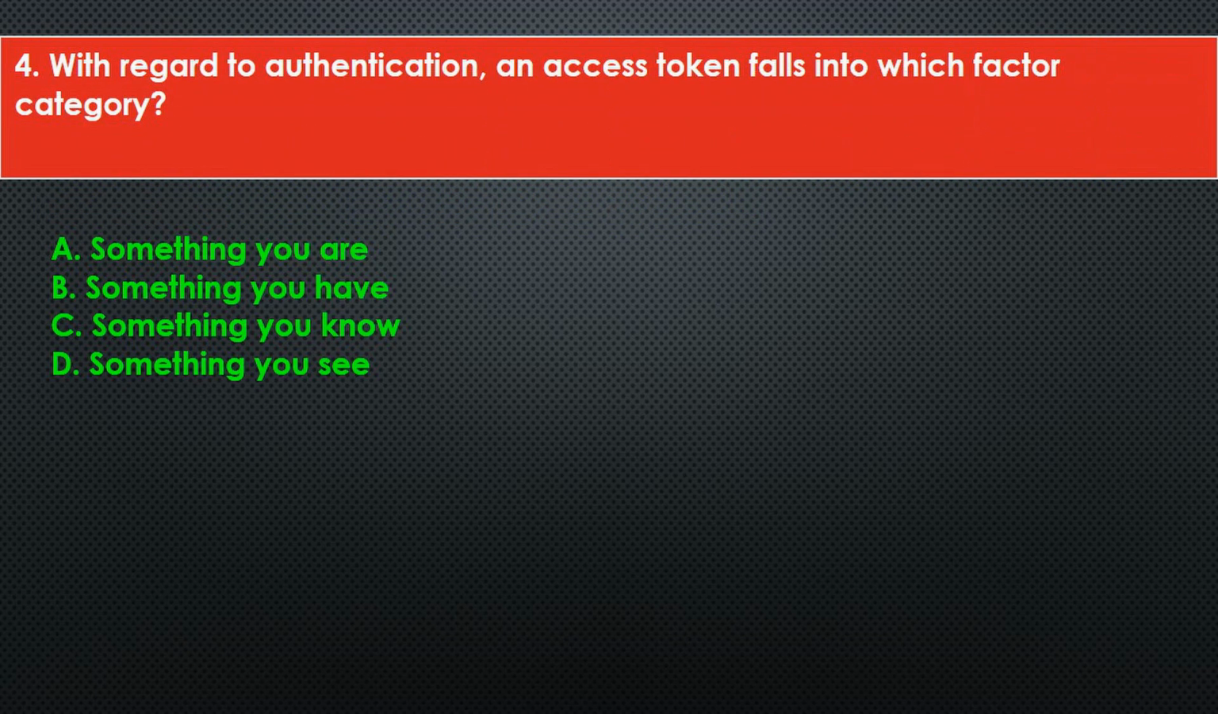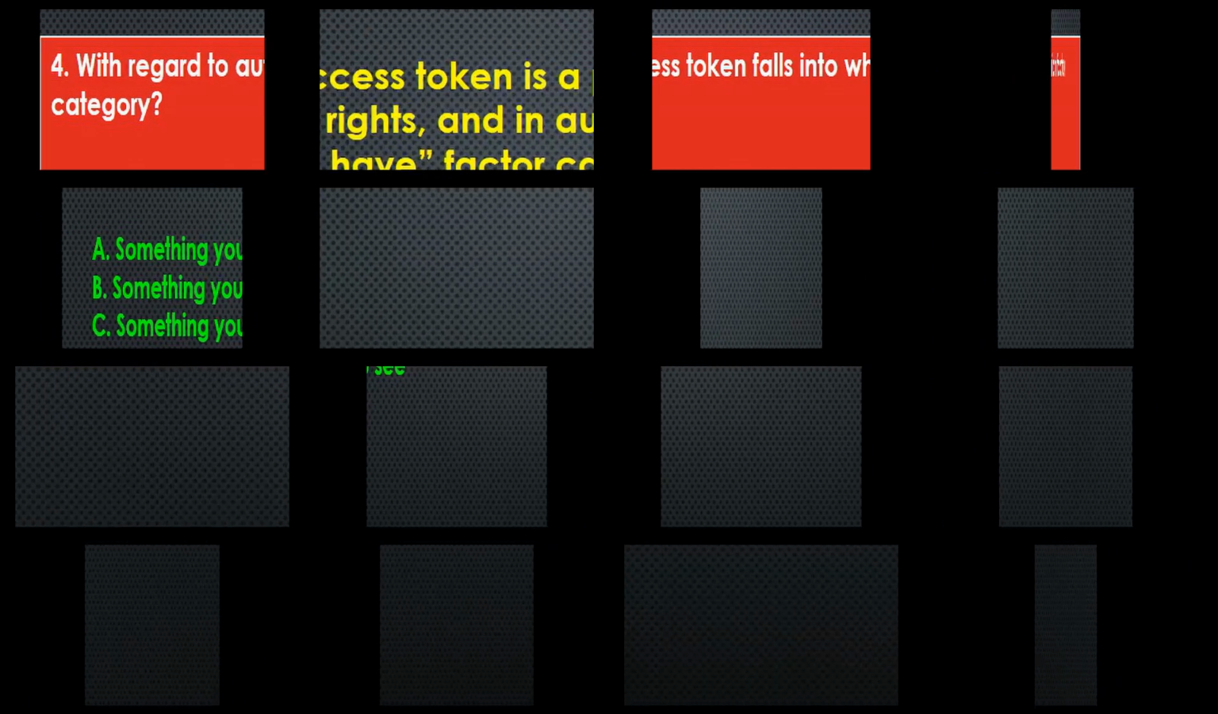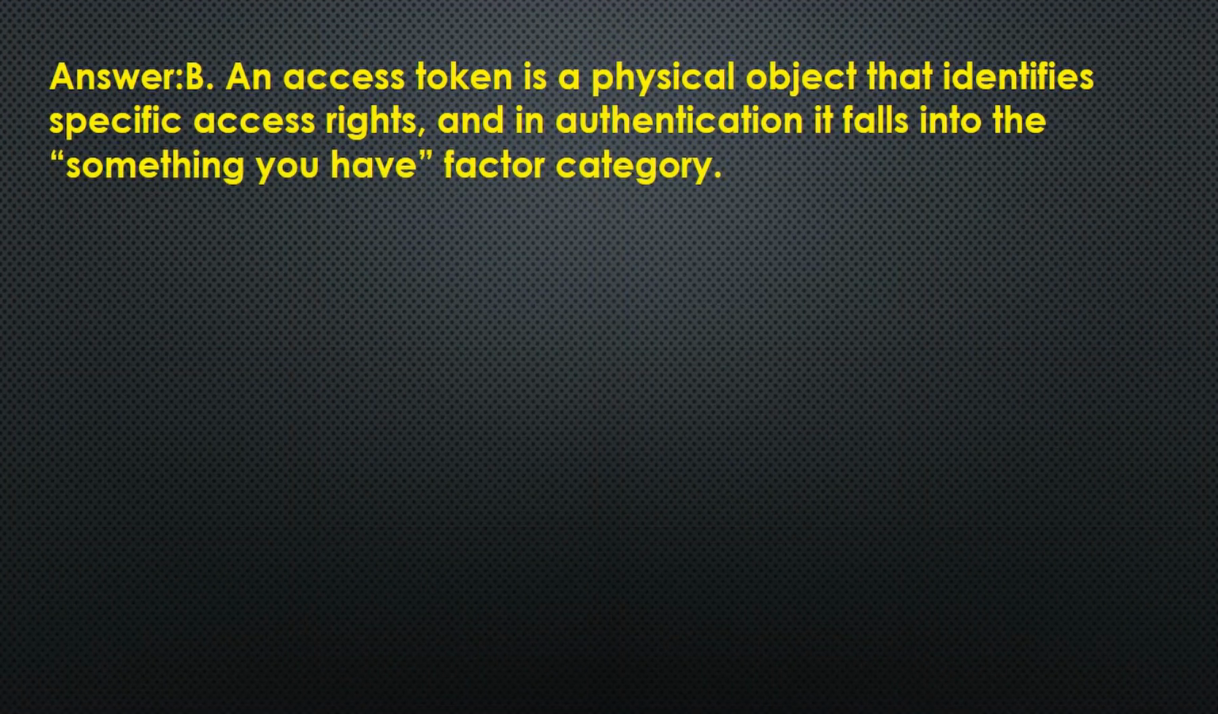4. With regard to authentication, an access token falls into which factor category? A. Something you are. B. Something you have. C. Something you know. D. Something you see. Answer B. An access token is a physical object that identifies specific access rights, and in authentication it falls into the something you have factor category.